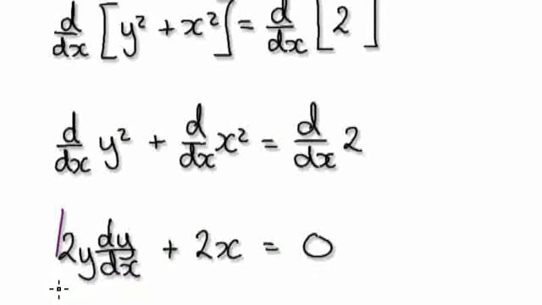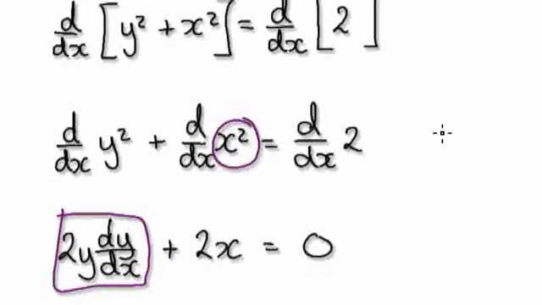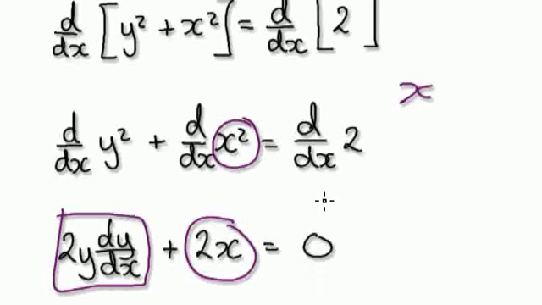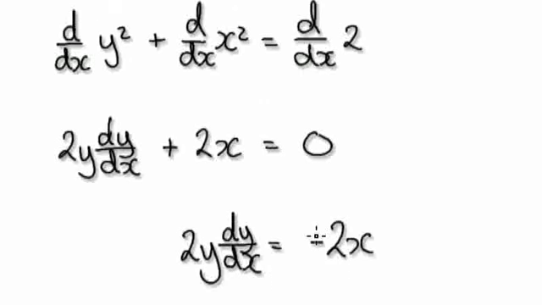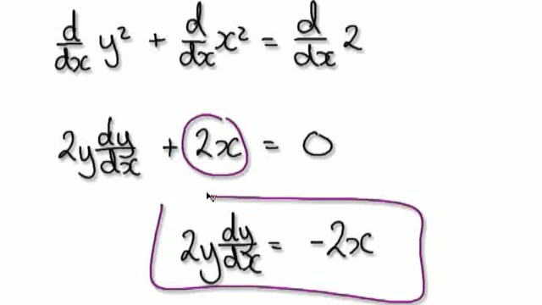So this bit becomes this, and now when you differentiate this, x is just x. It's not a function of anything else. So that becomes this. When you differentiate 2, it becomes this. The next step is to take away 2x. So that will then give you this.